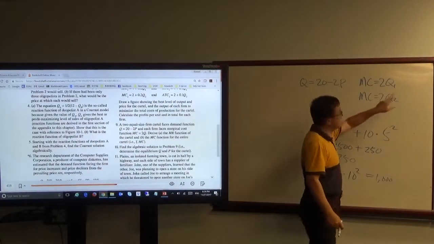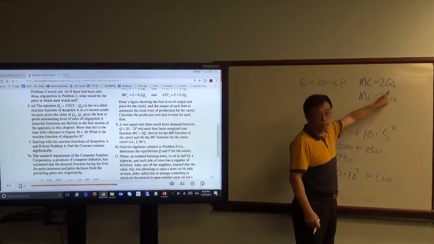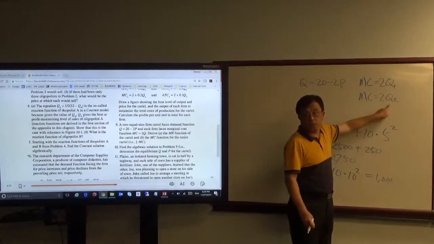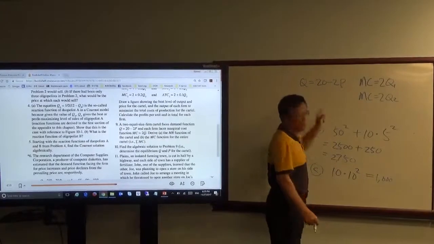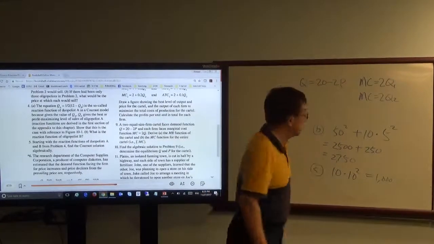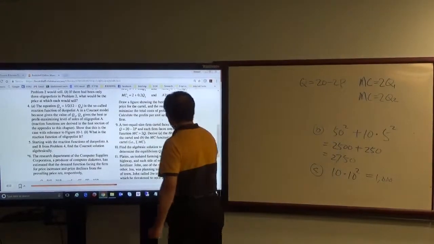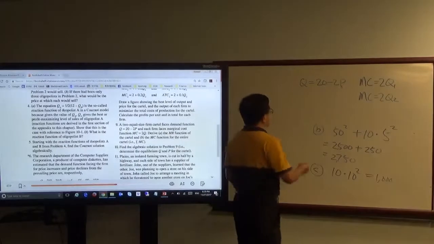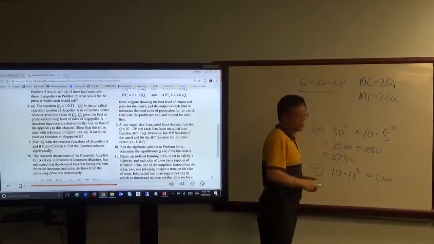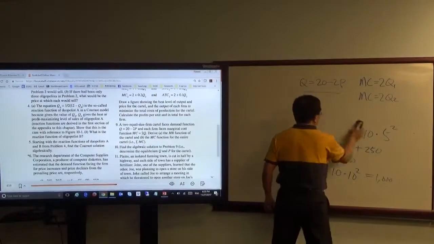But I try to indicate there's a difference between Q1 and Q2. Q1 is the quantity produced by the first company. Q2 is the quantity produced by the second company. And Q is the combined quantity. So the question asks you for the marginal revenue curve. Given this, how do we find the marginal revenue?